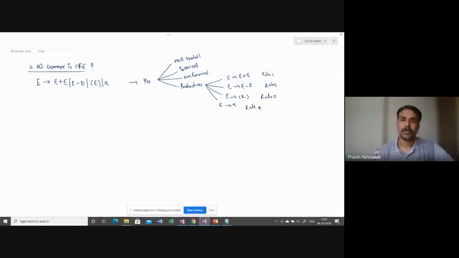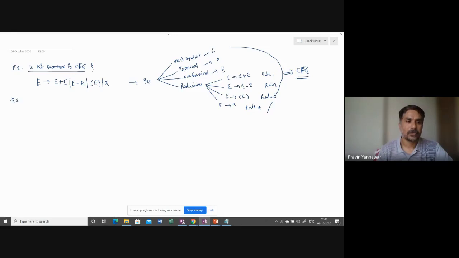How many non-terminals do we have? We have only one non-terminal, E. How many terminals do we have? A. What is the start symbol? It is E. So by this we can understand that this is a context free grammar. This is question 1.